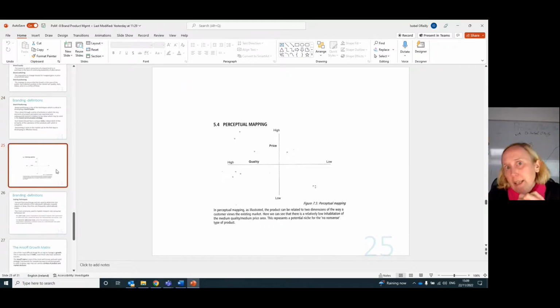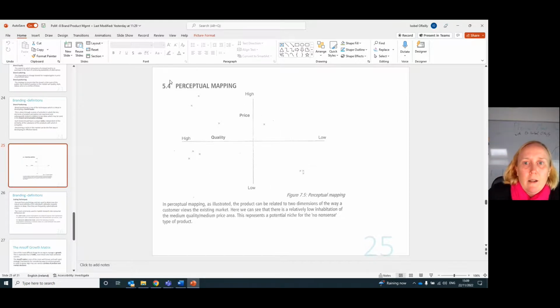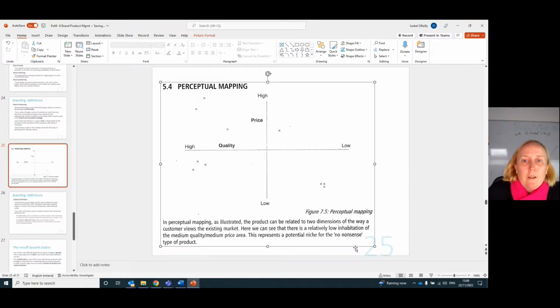So to try and find that niche, we can use a technique called perceptual mapping. And it's using this kind of graph. Let me make it a little bit bigger. So we can take any characteristic of the product or the market and put one on one axis and the other on another axis. So in this case, we're looking at price on the vertical versus quality on the horizontal. So we just read underneath. In perceptual mapping, as illustrated, the product can be related to two dimensions of the way customers view the existing market.